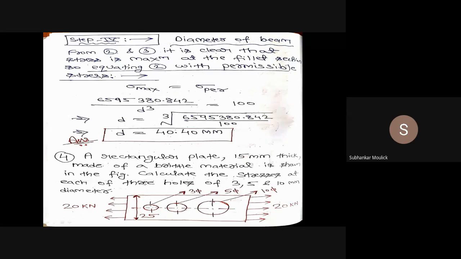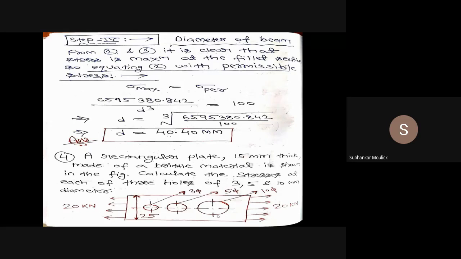What do I need to find out? I need to find out the stresses at each of the 3 holes, and which kind of stress? The maximum stress generated due to change in the abrupt cross section of the material. And in the question it has been given that the thickness of the plate is 15 and width of the plate is 25. So if you see in this diagram, 3 holes are being drilled. So we will take one hole at a time.